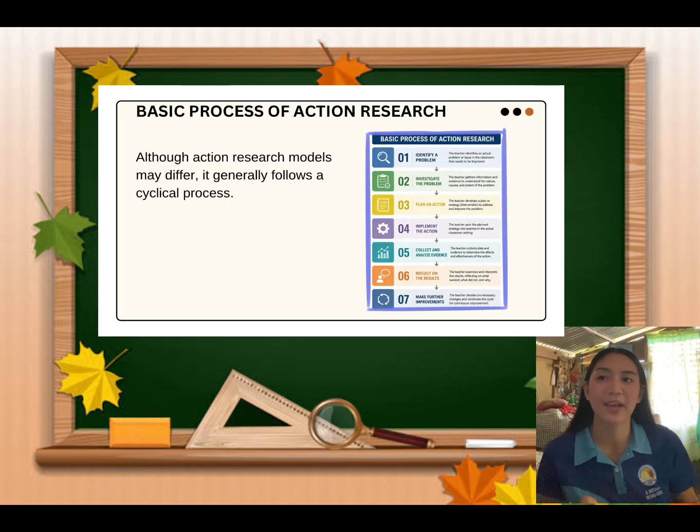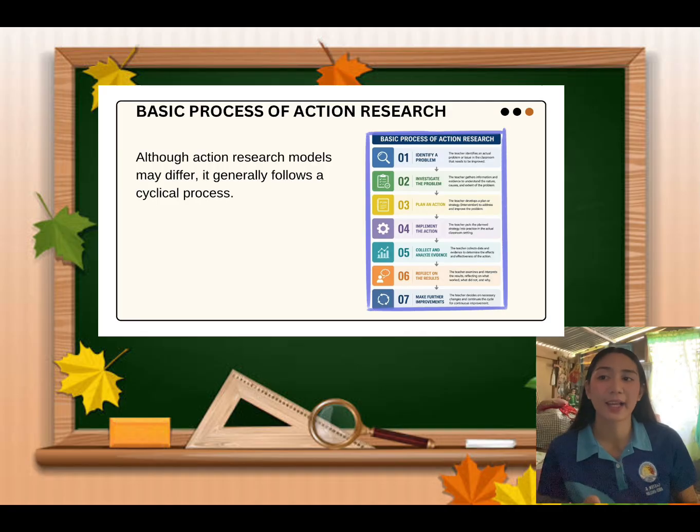Second, investigate the problem. The teacher gathers evidence to understand the problem. Third, plan an action. The teacher decides what strategy or intervention may address the problem. Fourth, implement the action. The planned strategy is applied in the classroom. Fifth, collect and analyze evidence. The teacher examines whether the intervention made a difference.